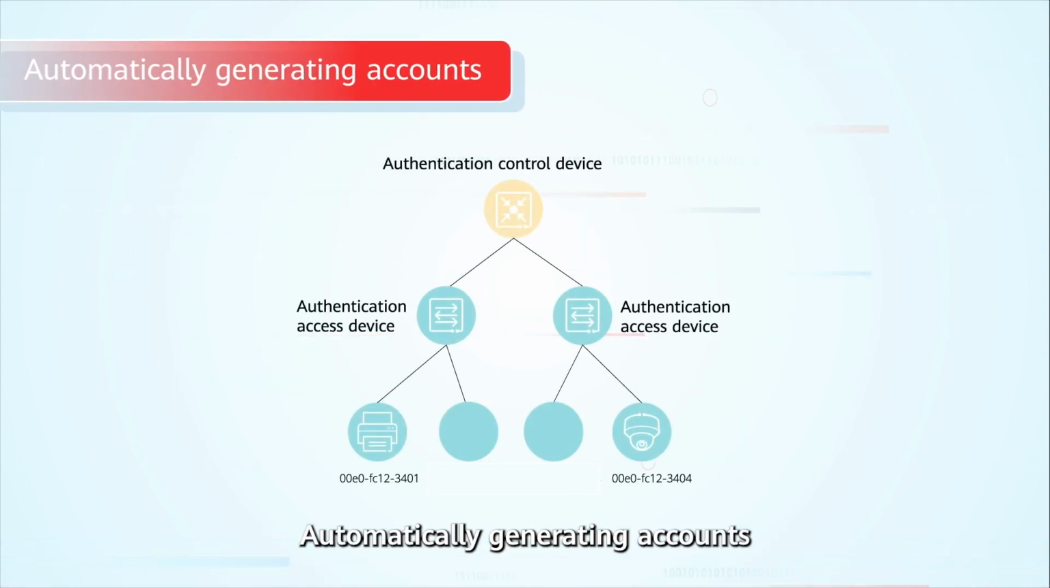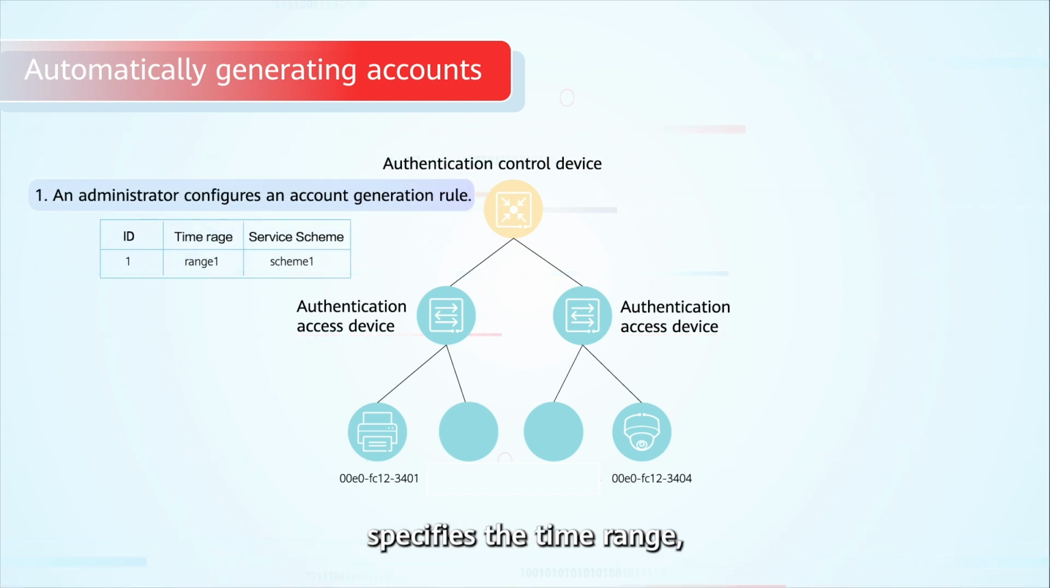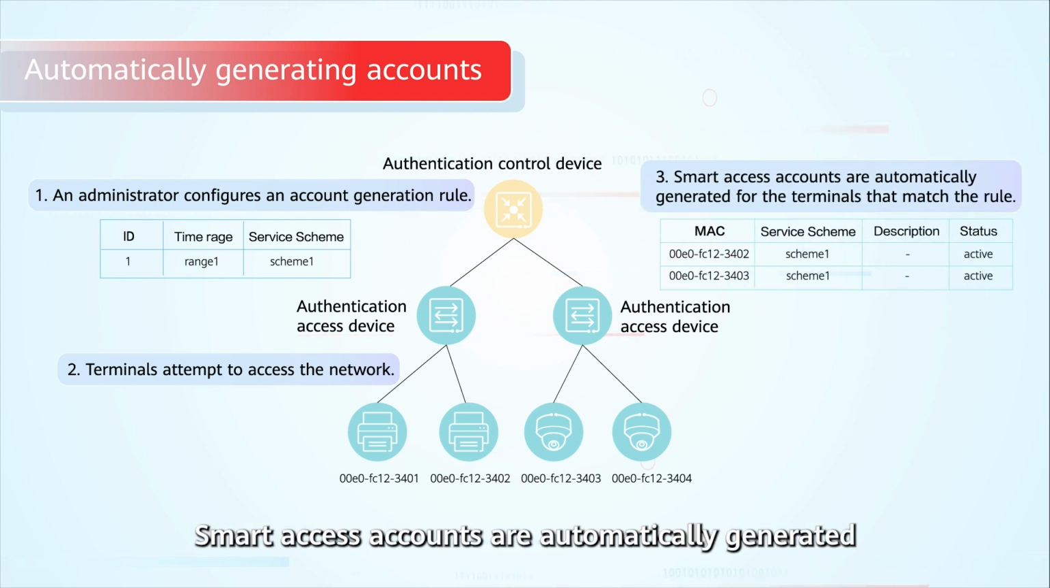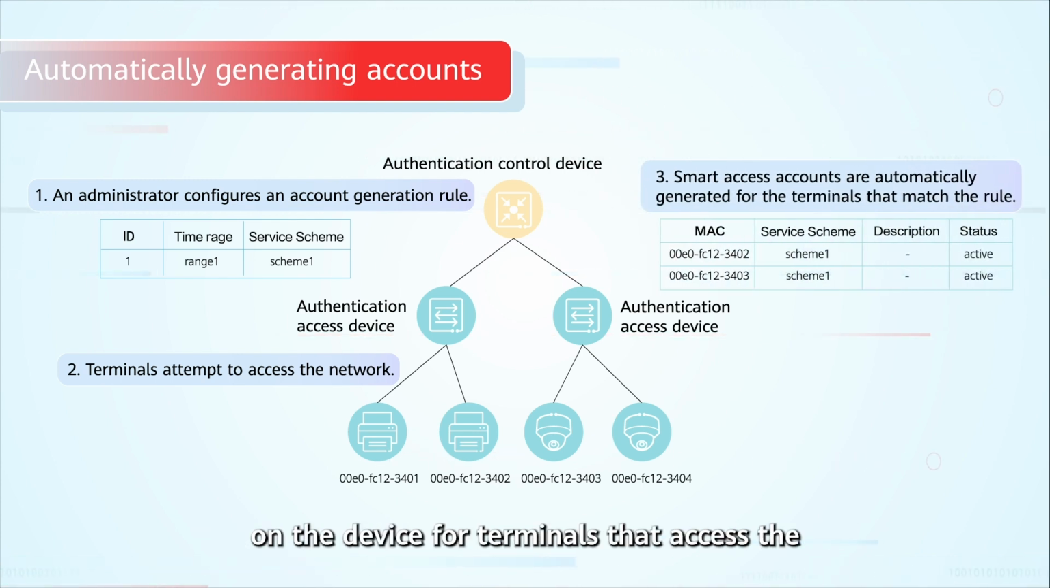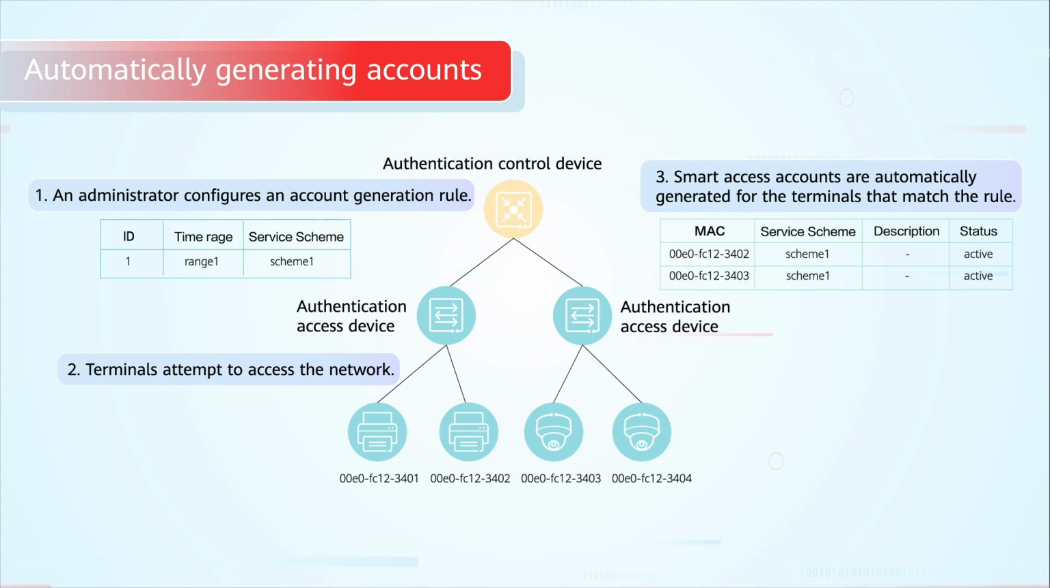Automatically generating accounts. An administrator configures an account generation rule, specifies the time range, and binds a service scheme to the rule. Terminals attempt to access the network. Smart Access accounts are automatically generated on the device for terminals that access the network within the specified time range, and the terminals are allowed to go online.